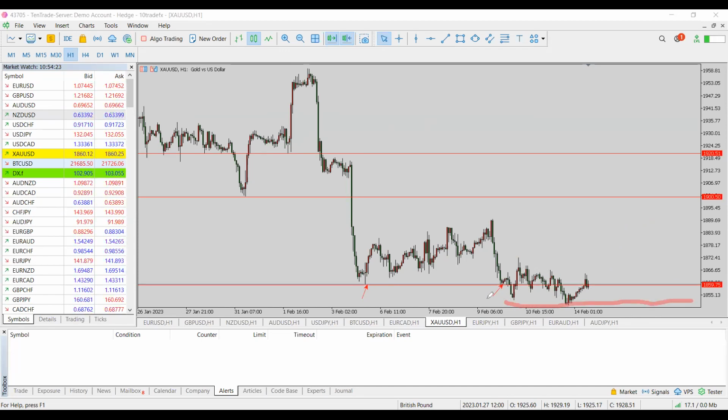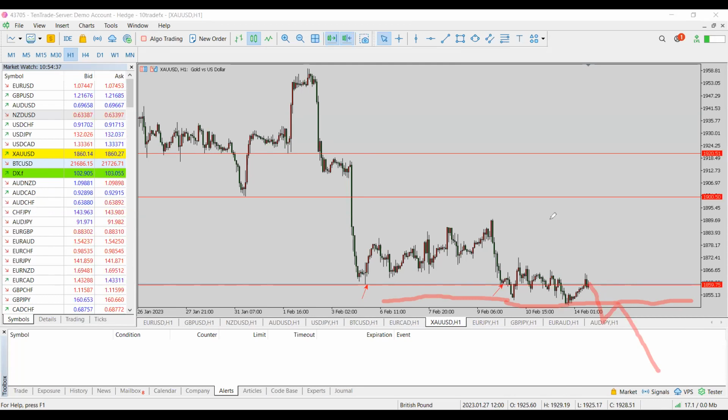Sorry, my hand is not that straight. As you can see, that's acted as support. That means that the price here might want to come back here and then maybe even break out, retest, and then you get your entry to go down. This is gold, and this is live now as we speak.